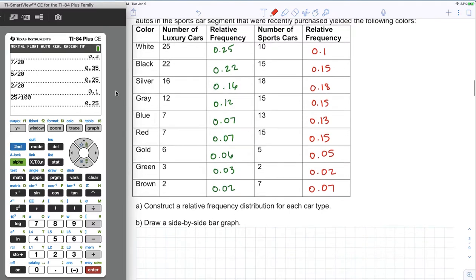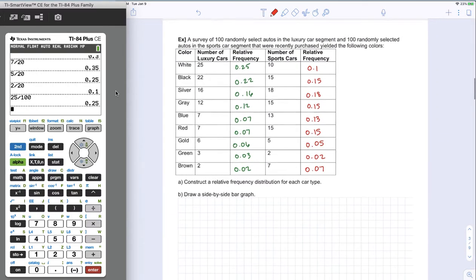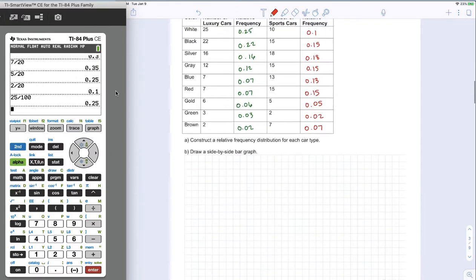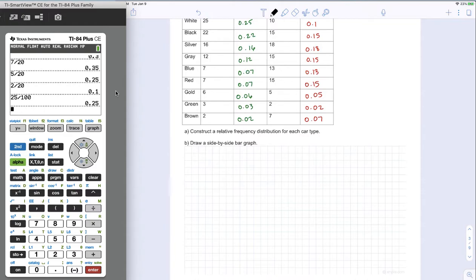Okay, so now with these relative frequencies, we're going to draw a side-by-side bar graph. So let me shrink this down so we can look at the table while we scale our graph. So as I'm looking at these relative frequencies, it looks like the highest one that I have is 0.25. So when I make my vertical scale, I need to make sure it goes up to 0.25. So let's go ahead and start drawing in our scale, our axes.